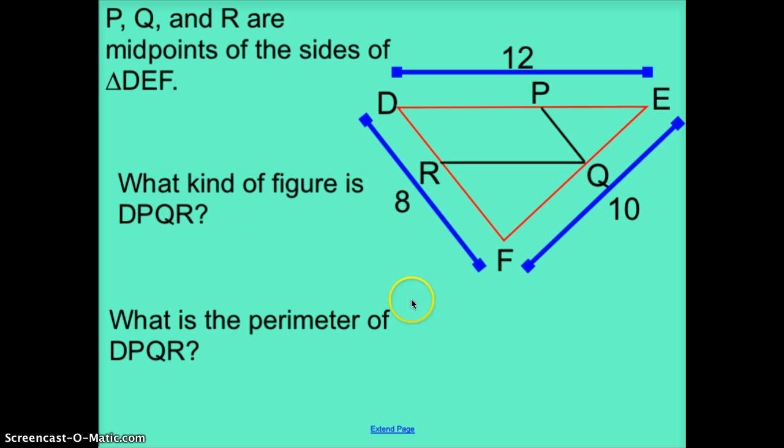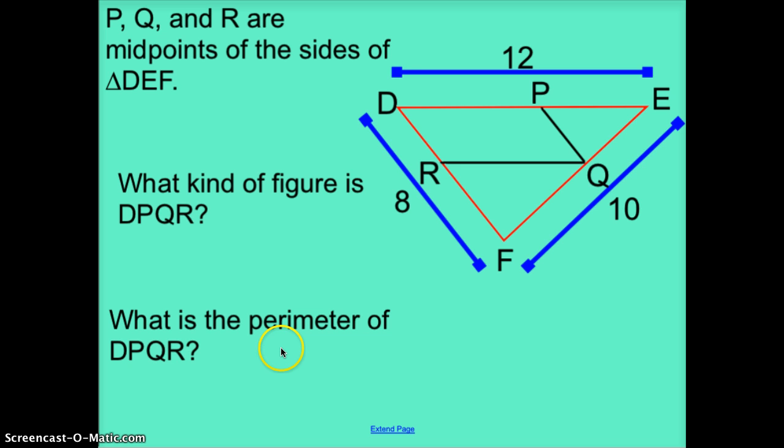Hopefully you could conclude that DPQR is a parallelogram because if R and Q are midpoints of the triangle, then we know that RQ is opposite DE and therefore parallel to DP. Same thing with P and Q, both midpoints of triangle DEF. Therefore, we could conclude that PQ is also parallel to DR, making opposite sides of a quadrilateral parallel and thus a parallelogram.